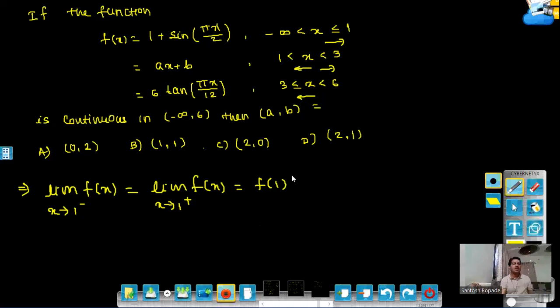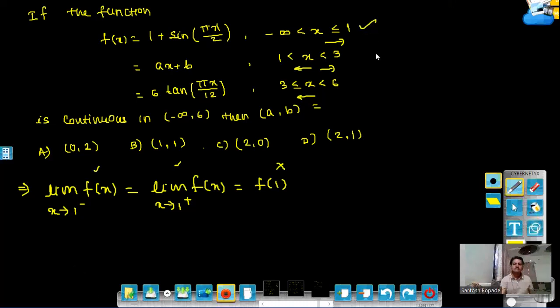I just need the two terms, meaning I will not use that f of 1. I will only use the left hand limit and right hand limit to get an equation in a and b. To find the values of a and b, I need two equations in a and b. One can be obtained using the continuity at x equals 1, and another can be obtained using the continuity at x equals 3.